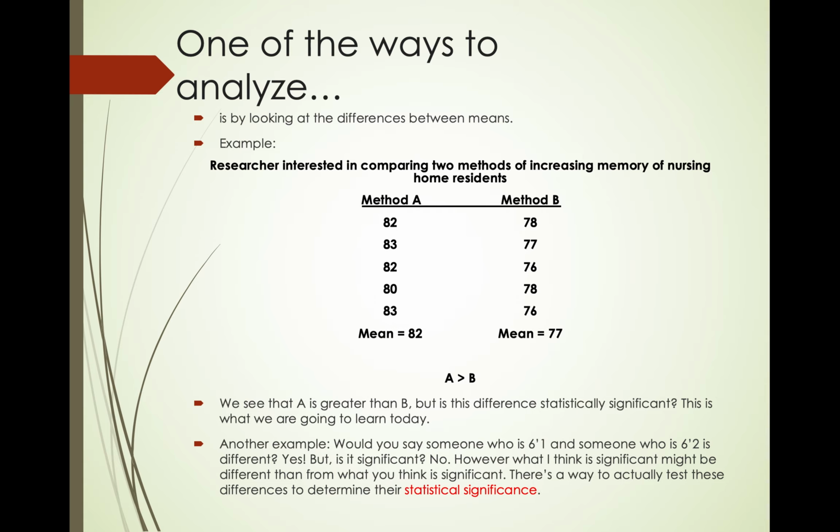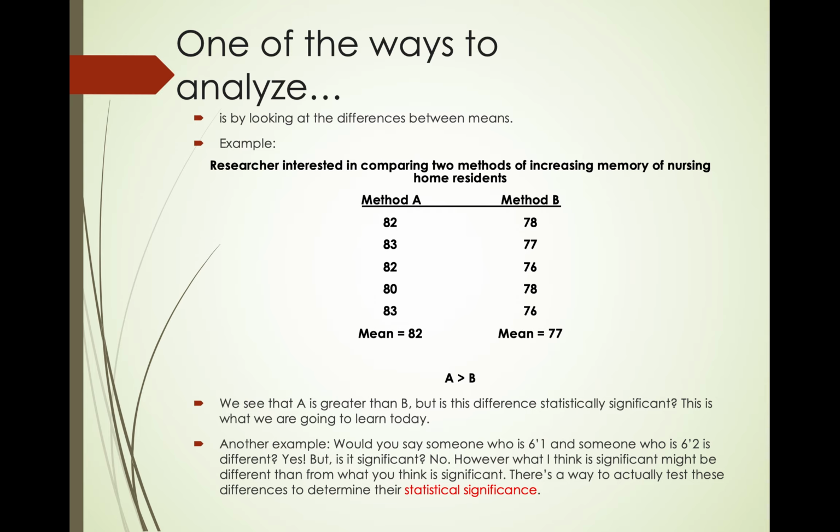A researcher is interested in comparing 2 methods of increasing memory of nursing home residents. So they have method A and they have method B. They take the numbers that they have from their sample, these were different individuals, and they calculate a mean. So they have 2 means from group A and group B, and we're interested in seeing the differences between these 2 means. We see that A is greater than B, but is this difference statistically significant? This is what we are going to learn today.